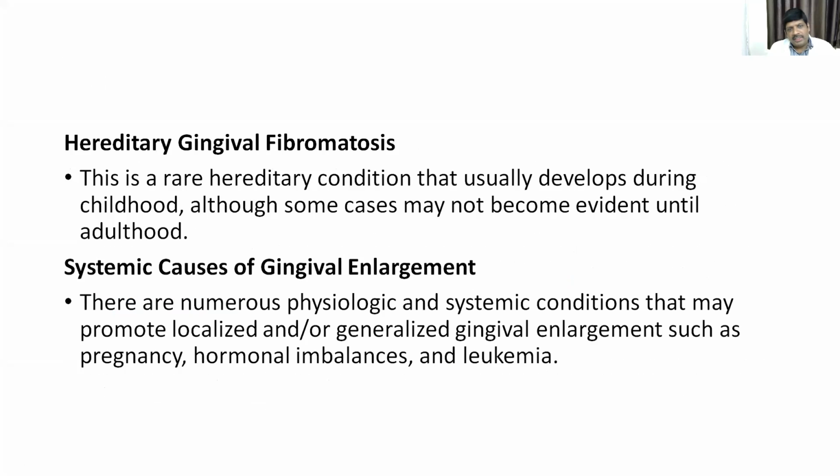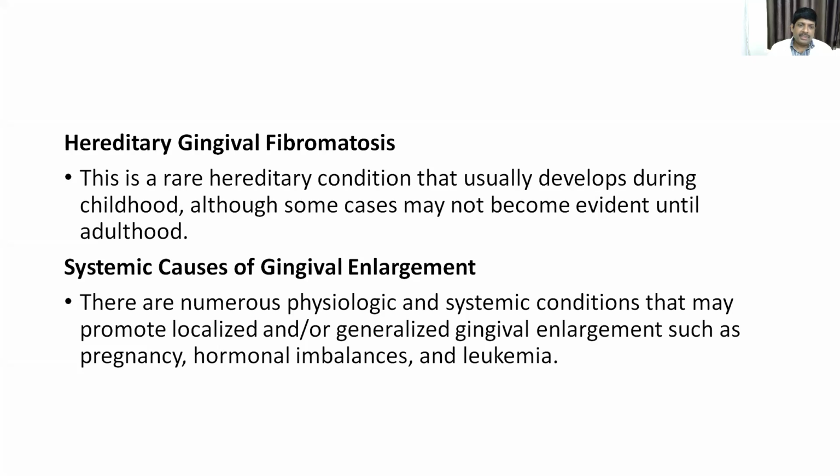Now coming to hereditary gingival fibromatosis. This is a rare hereditary condition that usually develops during childhood, although some cases may not become evident until adulthood. It may be there from birth or at a younger age, but it will not be obvious. So the person becomes an adult, and then he will come to know about this hereditary gingival fibromatosis.